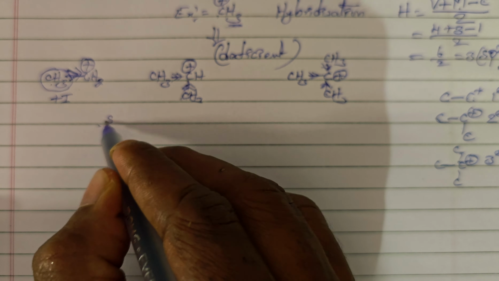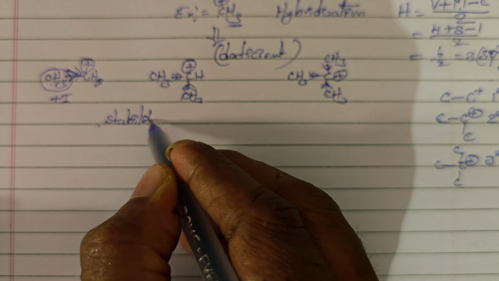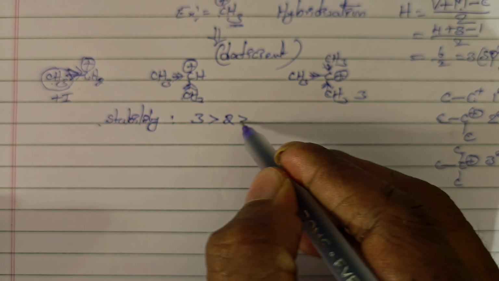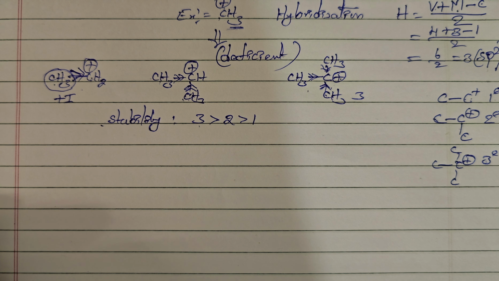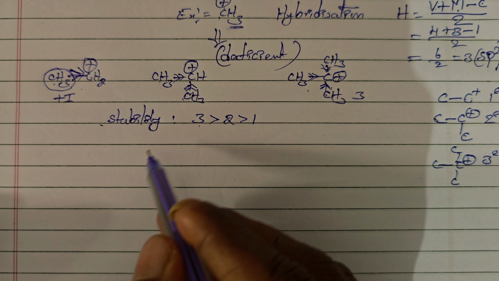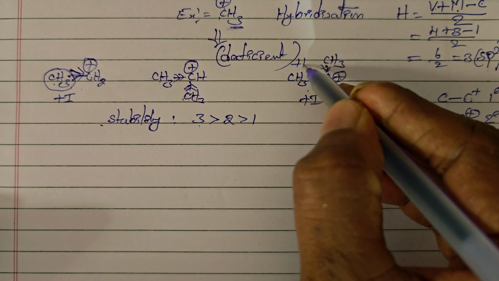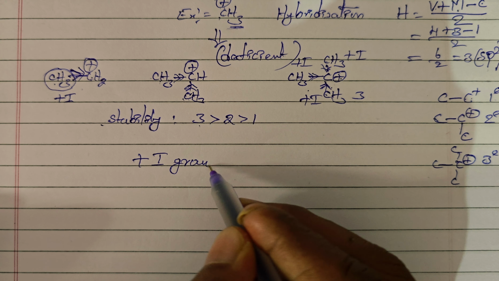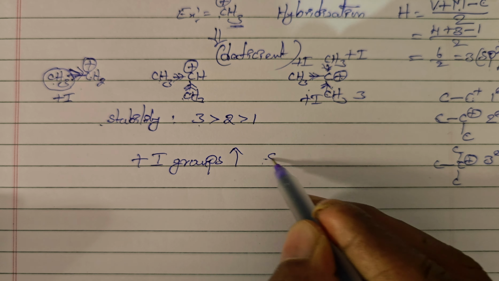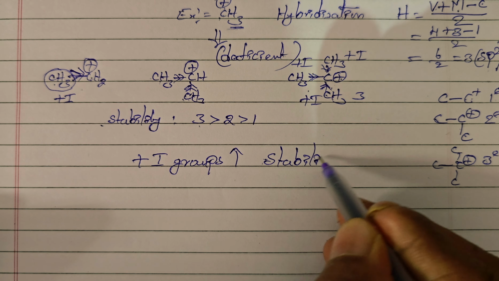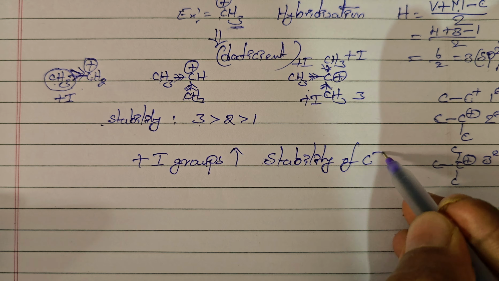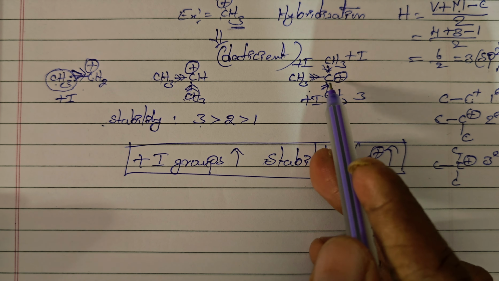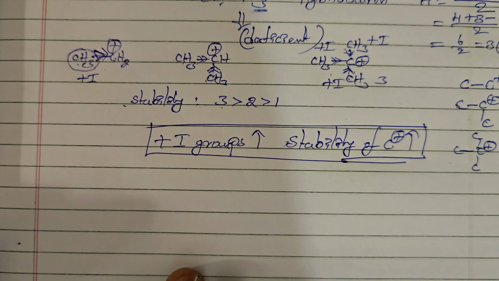So the stability order, if you notice, comparing 1, 2, 3: 3 is more stable, after that 2, then 1. Why is 3 the more stable carbocation? Because the number of pushing groups is more: plus I group, plus I group, plus I group. So as plus I groups increase, the stability of the carbocation increases, because the electron deficiency decreases.